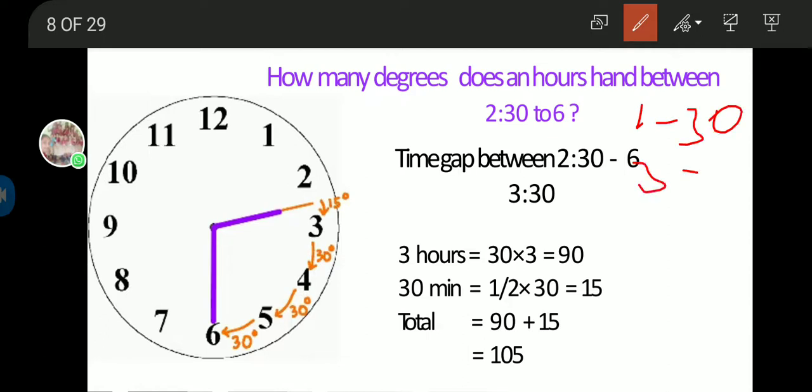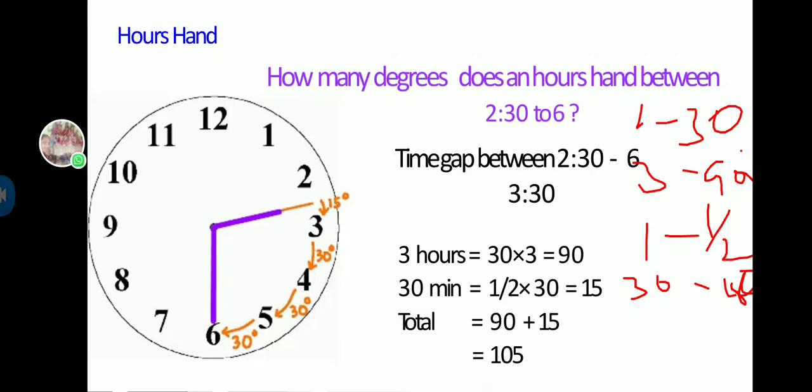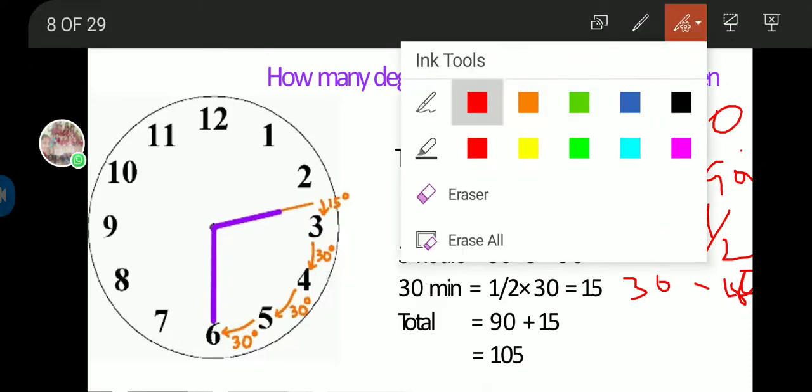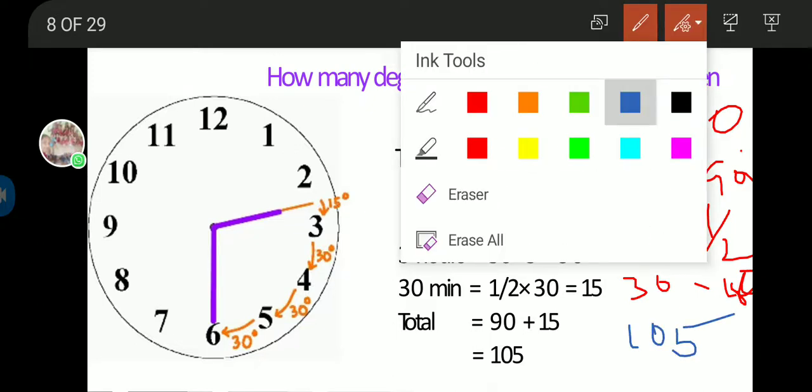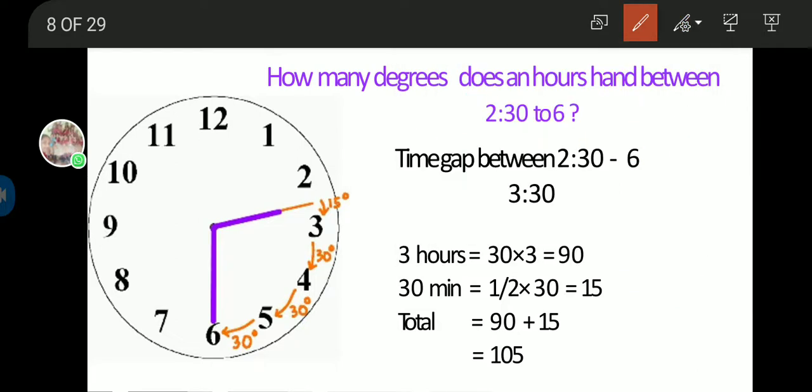3:30 means 3 hours, and 1 hour means 30 degrees, so 3 hours means 90 degrees. And 1 minute means half a degree, so 30 minutes means 15. So 90 plus 15, how much? 105. So your answer is going to be 105. Alright? Okay children, we're coming to the next point.